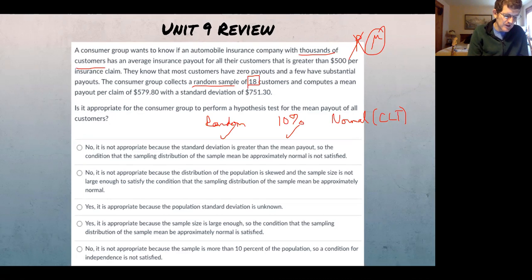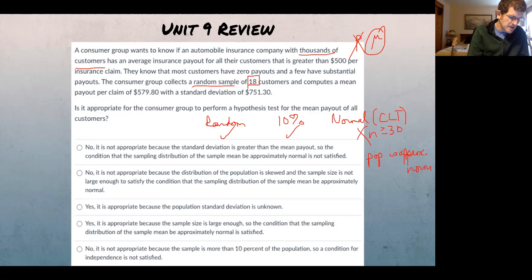Now the other question is, is it approximately normal? For the central limit theorem to be met, our sample size has to be greater than or equal to 30. And we can see, no, we did not meet that. Now we could still be okay if the population is approximately normal. All right, so now we need to see what's going on.